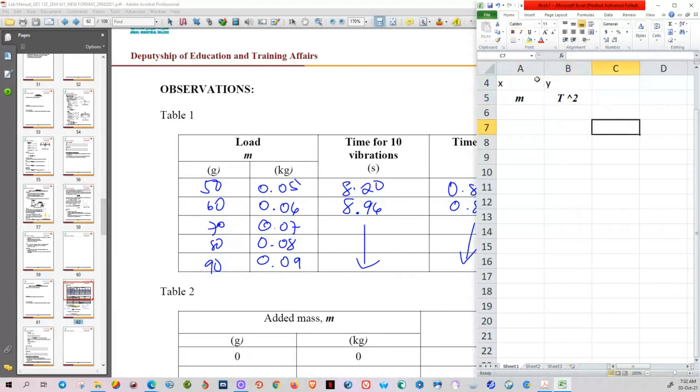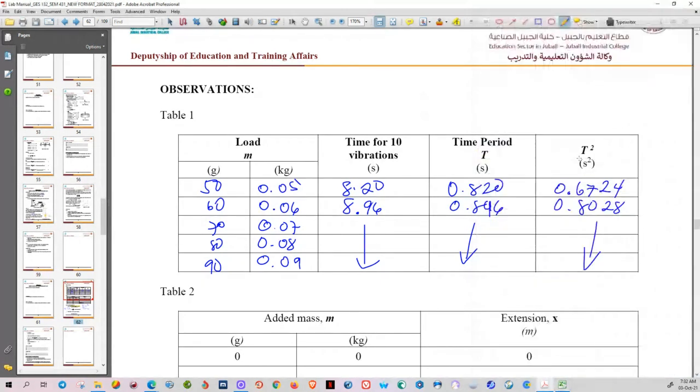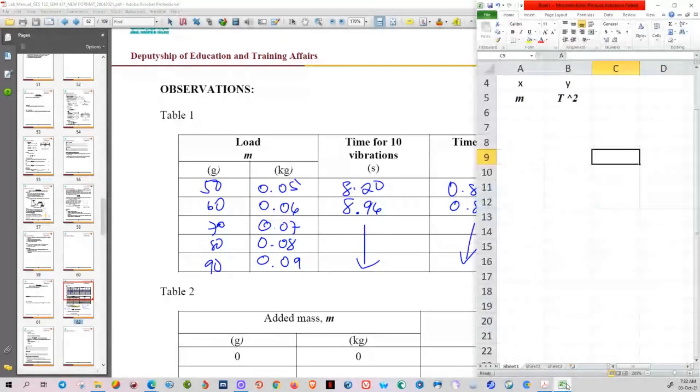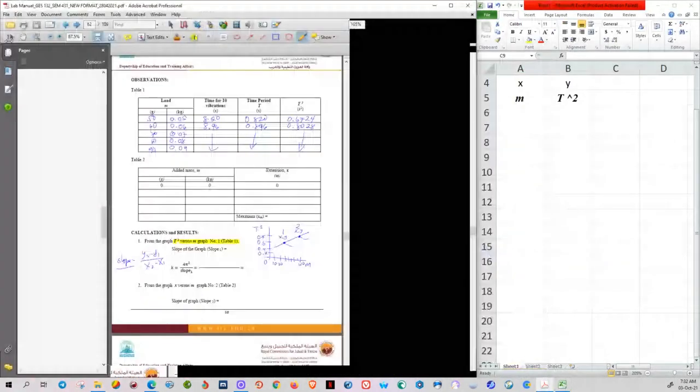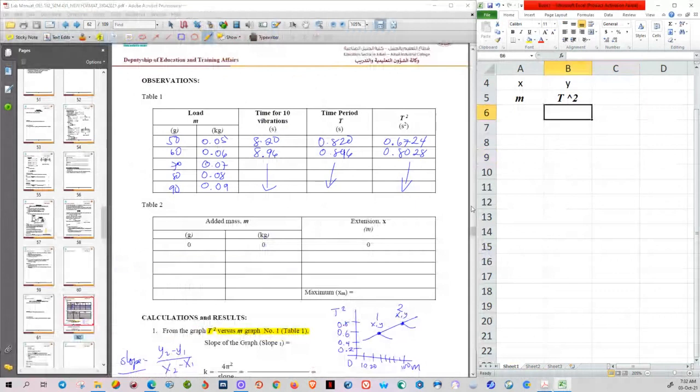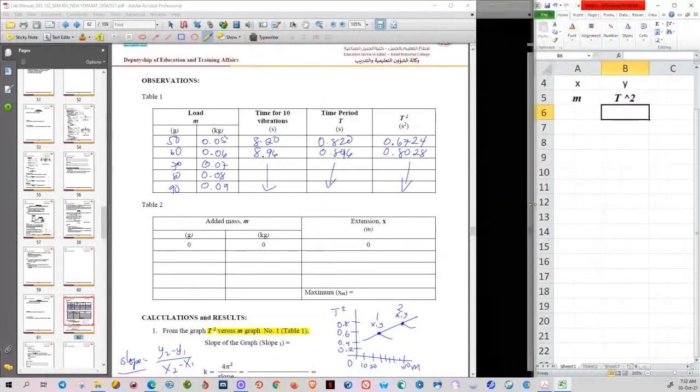Is the result of the graph always a straight line? It is ideally a straight line, okay? But sometimes you make a mistake in one reading, so this one will not give a straight line. But ideally, perfectly, you want it to be a straight line, okay? So you make the graph in Microsoft Excel, which will make it easy for you, okay?